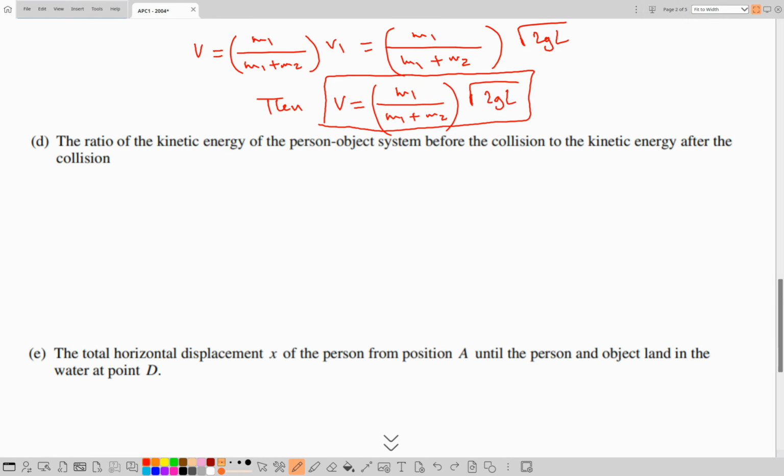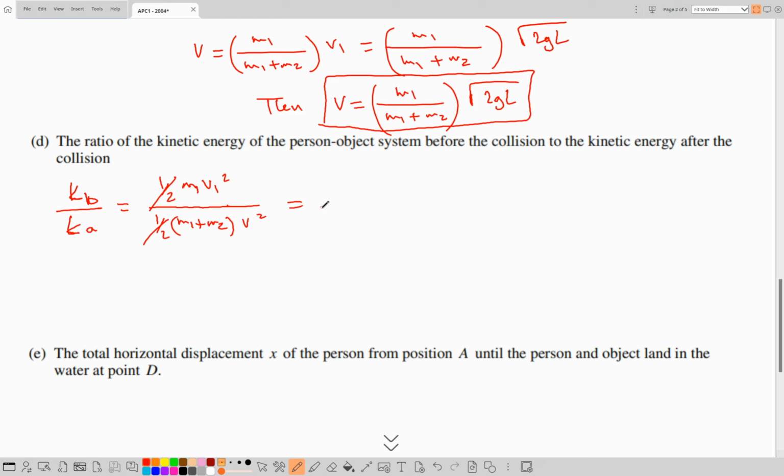Now in part D we need to determine the ratio of the kinetic energy of the person-object system before the collision to after. So we need to determine a ratio. What do we have in the numerator? The kinetic energy before the collision divided by the kinetic energy after the collision. What is the kinetic energy before the collision? We know that the kinetic energy always has the quadratic term, which is half mv squared. Before the collision, the only object in motion is the person, which is given by half m1 v1 square, and after the collision we have a combined mass given by m1 plus m2 multiplied by the new speed, which is given by v.